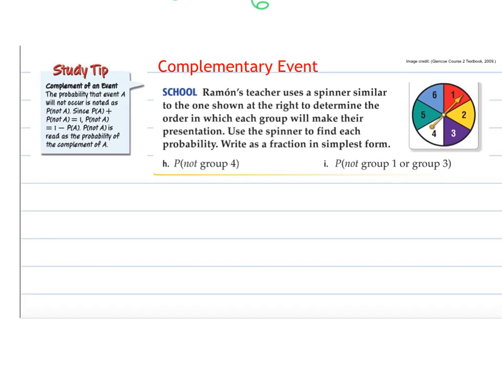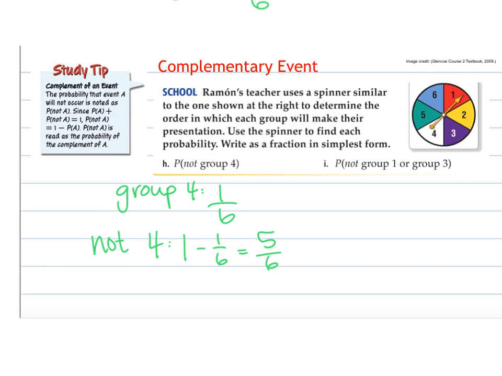Okay, so Ramon's teacher uses a spinner similar to the one shown at the right to determine the order in which each group will make their presentation. Use the spinner to find each probability and write it as a fraction in simplest form. So the first one, the probability that it's not group 4. So what we could do is figure out how many of them are group 4, which is 1 out of 1, 2, 3, 4, 5, 6. So then the probability of not 4 would be the remainder of that. So I could take 1 minus that 1/6, which would be 5/6. So the probability of not group 4 would be 5/6.